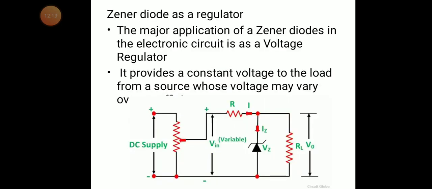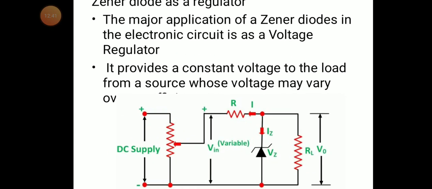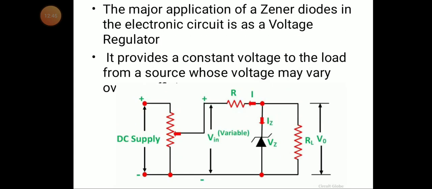Now we try to discuss one of the applications of the Zener diode. One of the main important applications of the Zener diode is to act as a voltage regulator. Zener diode as a regulator, as we already mentioned in the applications. See the circuit diagram, how it is.